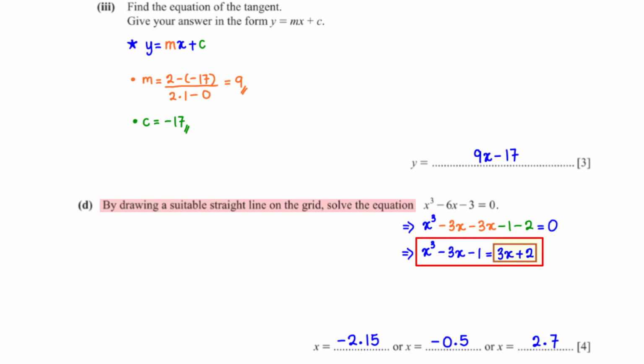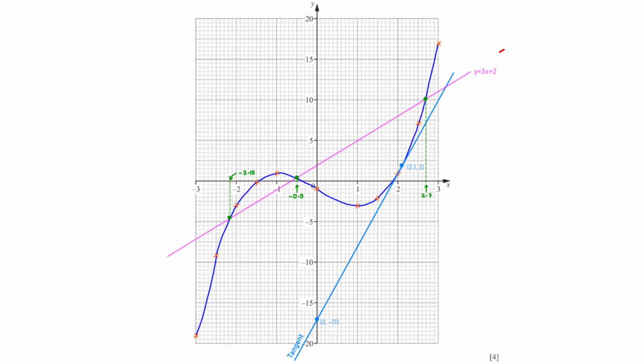This means we need to draw the line y equals 3x plus 2 on the grid and note the x coordinate of its intersection point with the curve. On the grid, we've drawn the line y equals 3x plus 2 and the x coordinates of the intersection points are -2.15, -0.5 and 2.7.